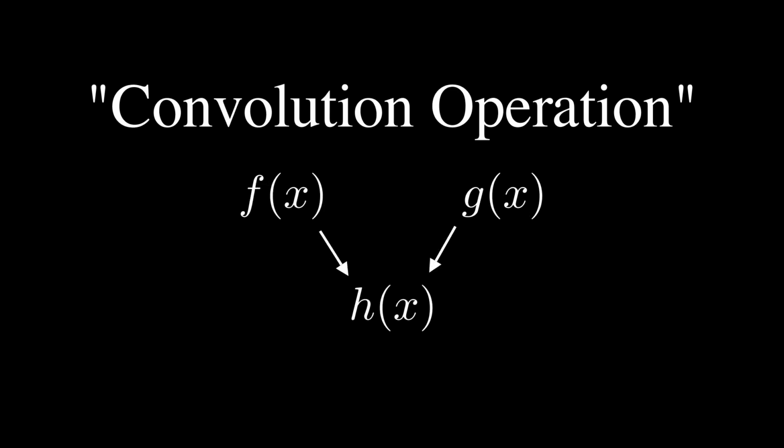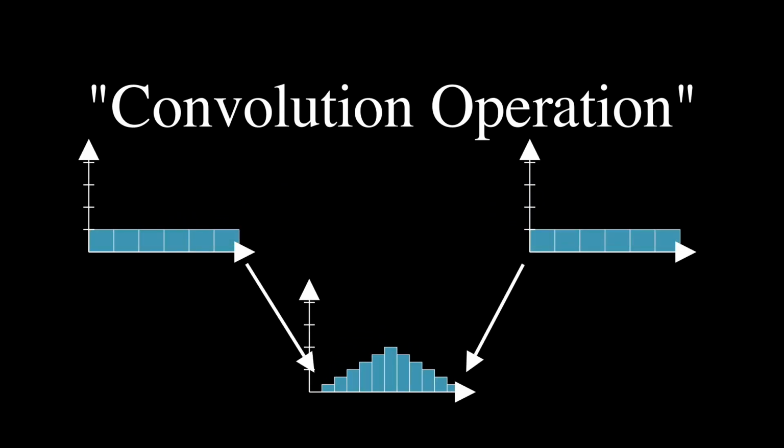Convolution is an operation that takes in two functions and sort of merges them together into a single function. In our case, the convolution operation takes in the distributions of the dice and gives us the distribution of their sum. Convolution is usually denoted by putting a star between the two convoluted functions, which is a terrible notation because it looks like you're multiplying the two functions.